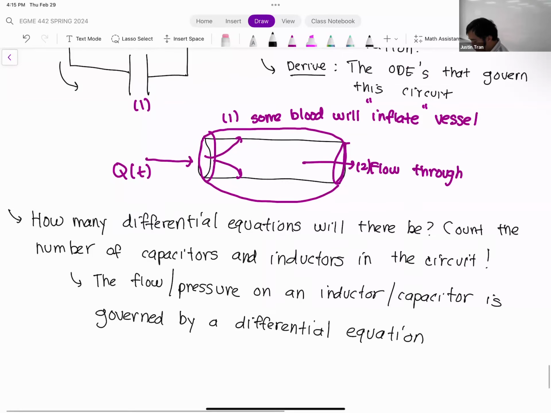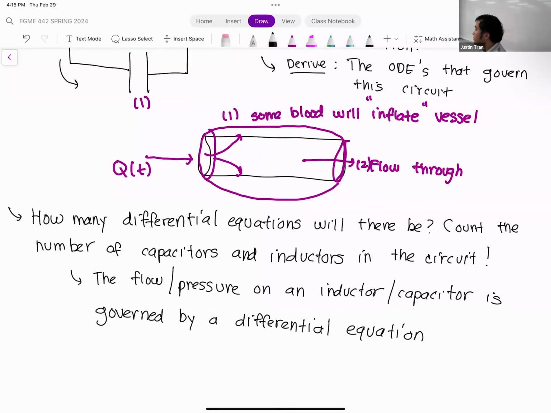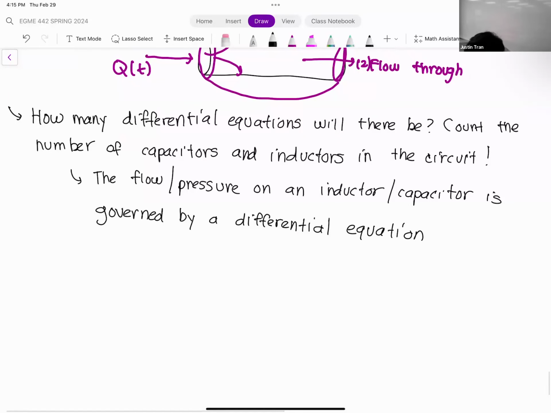Any questions on this so far? All right. Once we determine the number of equations, the way that we actually solve for the equations is through the application of Kirchhoff's circuit laws.